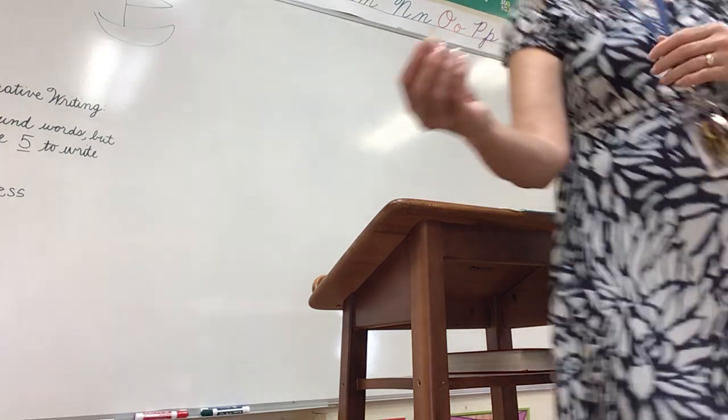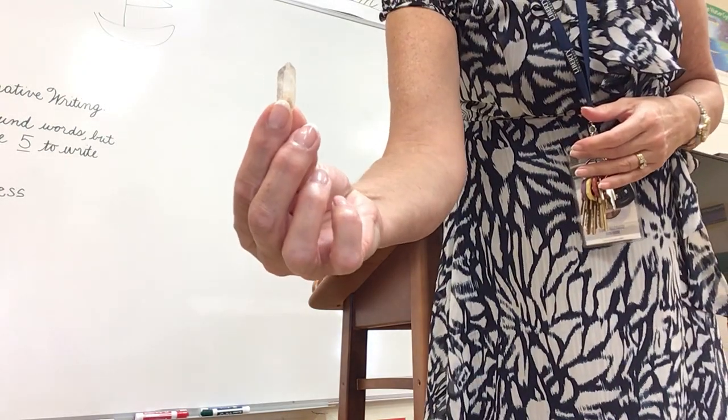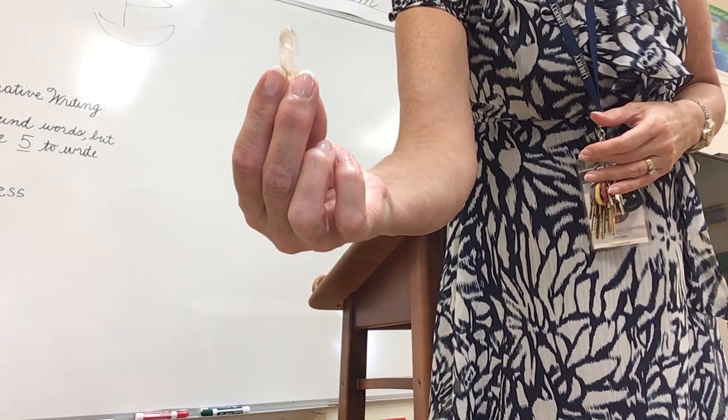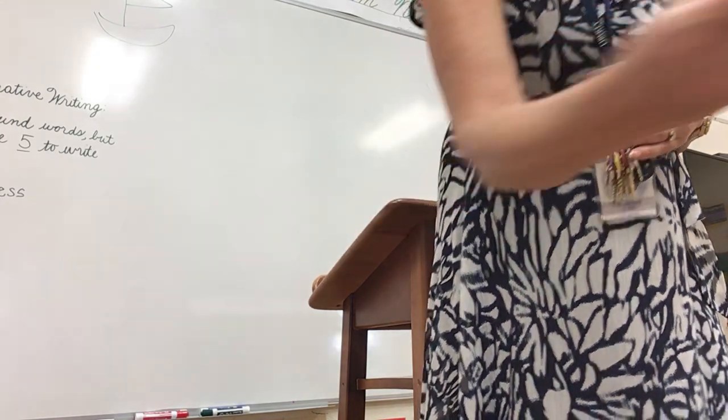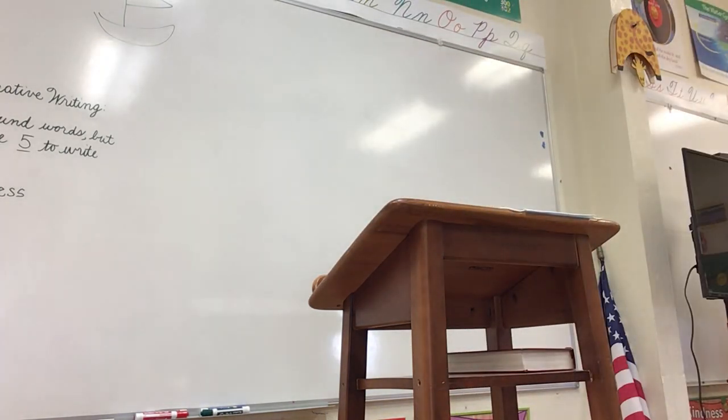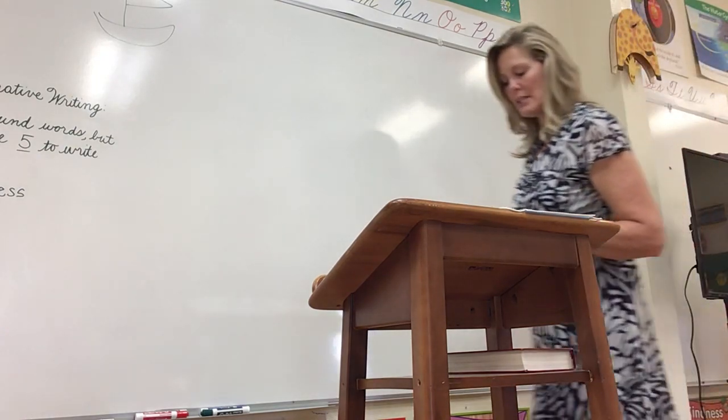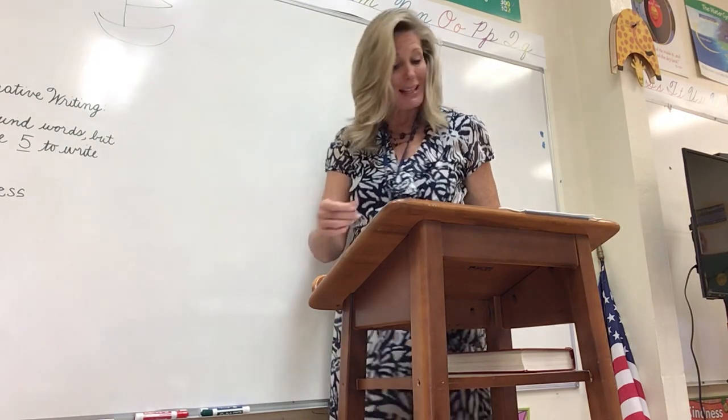Let me show this one here. This is what we're talking about with cleavage. It breaks along smooth, straight lines. That's pretty. Hold that and pass it around. It's a crystal, and it's broken along smooth, straight lines, which means it has cleavage.